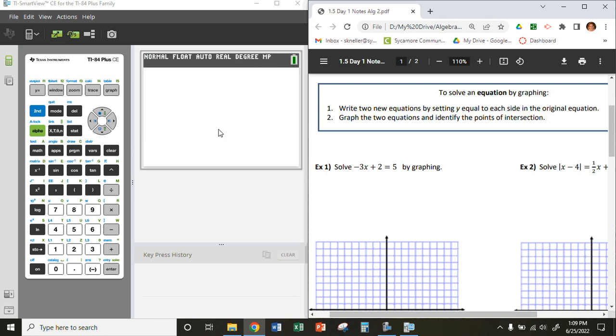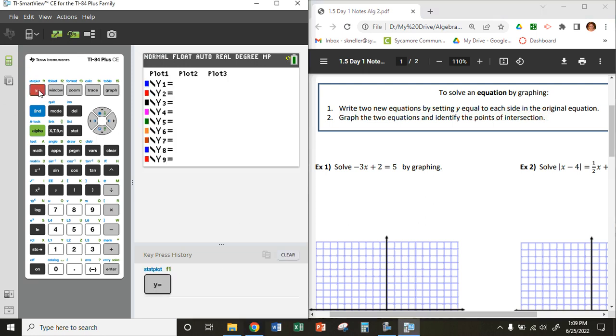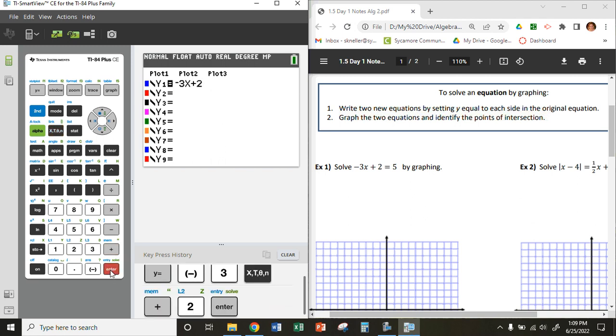So on the left-hand side of the screen now, this is your graphing calculator, your Texas Instruments graphing calculator. So you're going to go to y equals, and we're just going to type in the left-hand side of that equation. So negative 3x plus 2. You can either hit enter or you can hit the down arrow. The down arrow is in the little circle. And then the other equation is going to be the right-hand side of our given equation. So let's type 5. You can hit enter or you can use the down arrow.